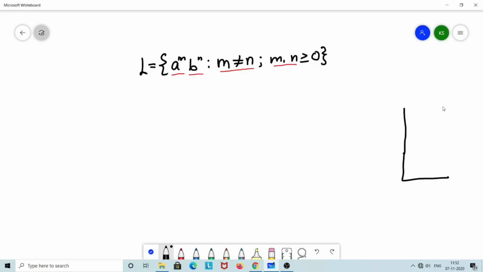So let us design the PDA for this. I'll represent the stack on the right part of the screen, which is initially empty. For this we have to consider some examples. We always start with the starting state of our PDA. Let me name it as 1, so this will be the name of my starting state.